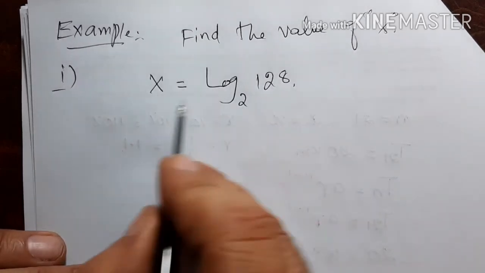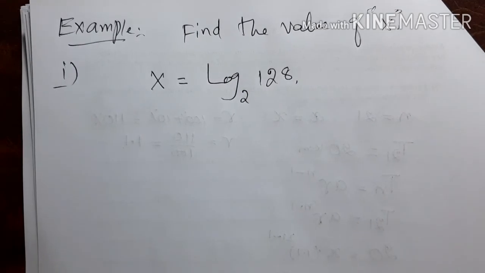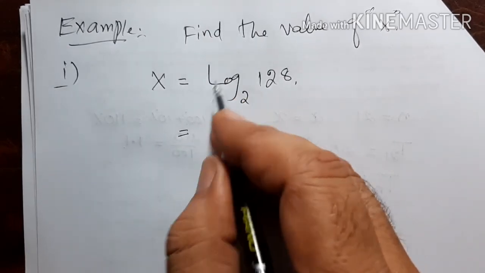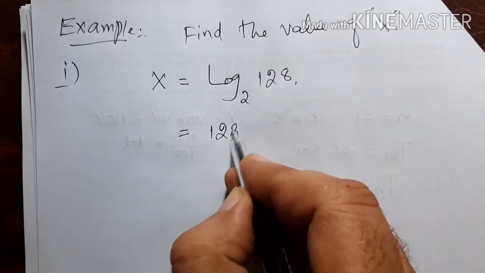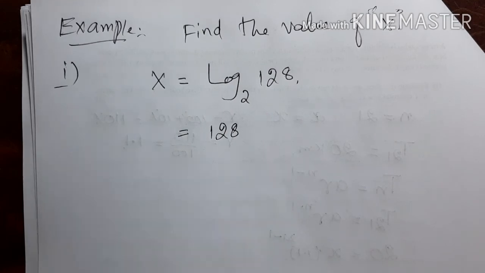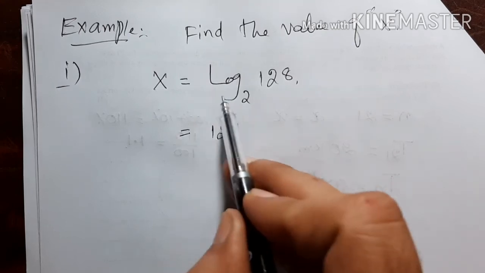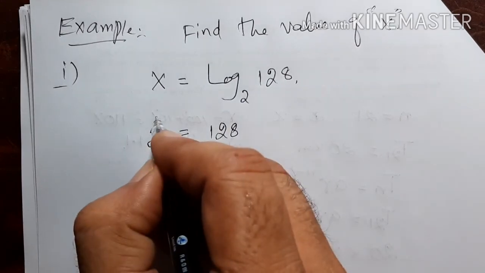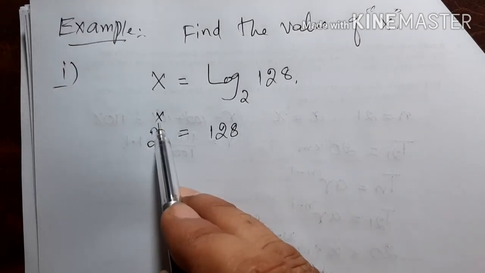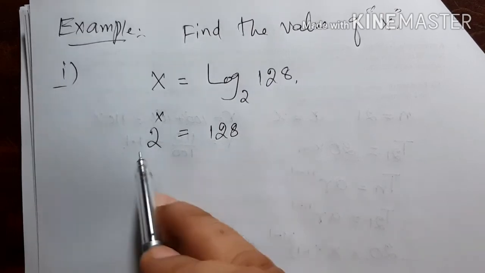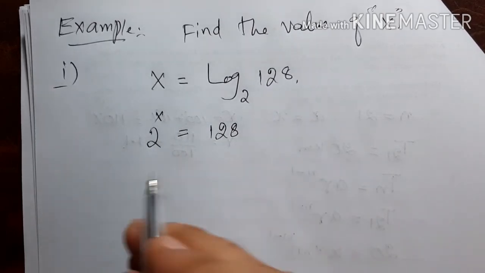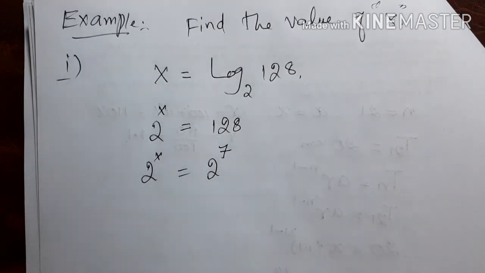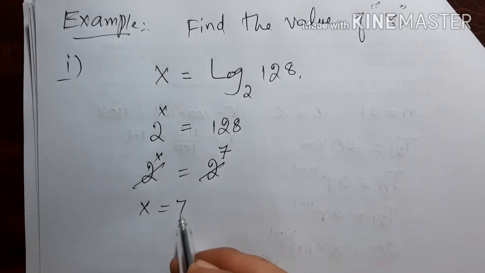First of all, I'll write this in exponential form, because this is in logarithmic form. You know how to write the reverse of the logarithmic form. First of all, omit this log. Just write this 128. The 2, which is the base of the log, will become the base of this x. So this is the exponential form. Our x is in the exponent, so the bases should be the same so that we can cancel them, and the powers will give us the answer. I can write 128 as 2 to the power 7, because 2 to the power 7 is 128. So the bases are the same, they cancel each other, and x is equal to 7 is the answer.